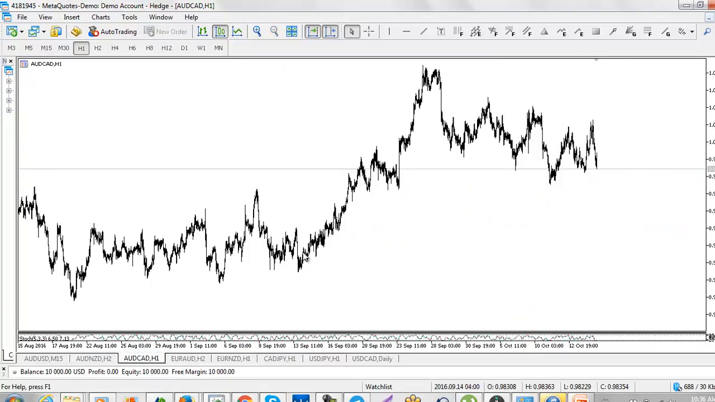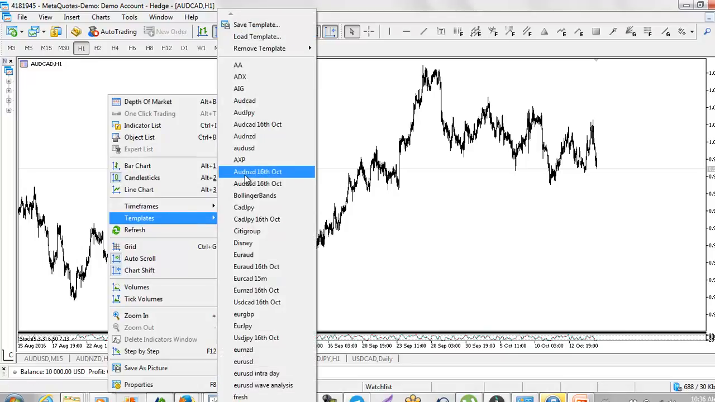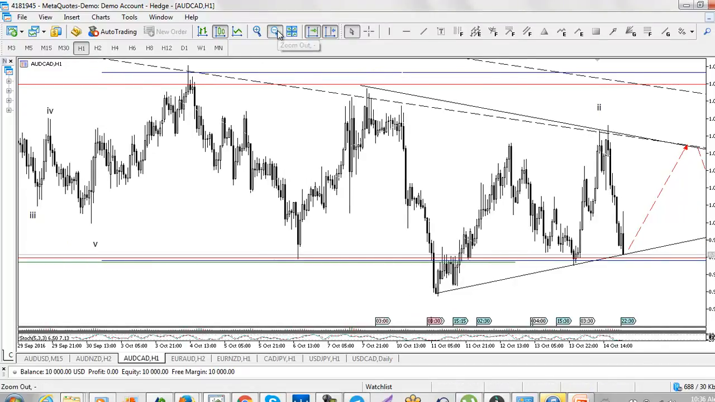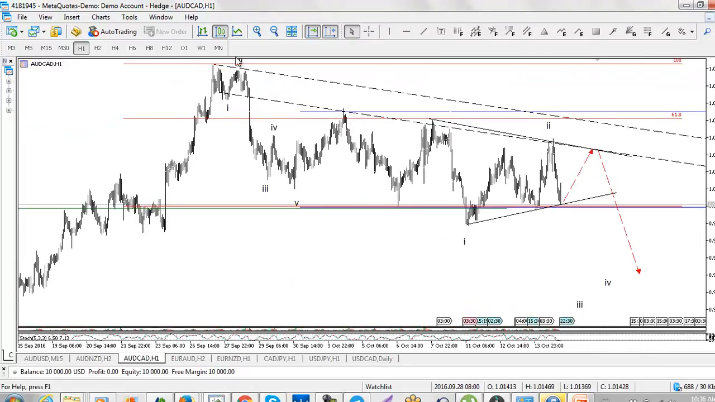So the third one is the Australian dollar, Canadian dollar. What we are seeing here looks really corrective, but it may still turn out to be an impulse wave. It may still turn out to be a multi wave. Let me show you what I have, one of the counts that I have. So this is Australian dollar, Canadian dollar. We focus very well on this move here.